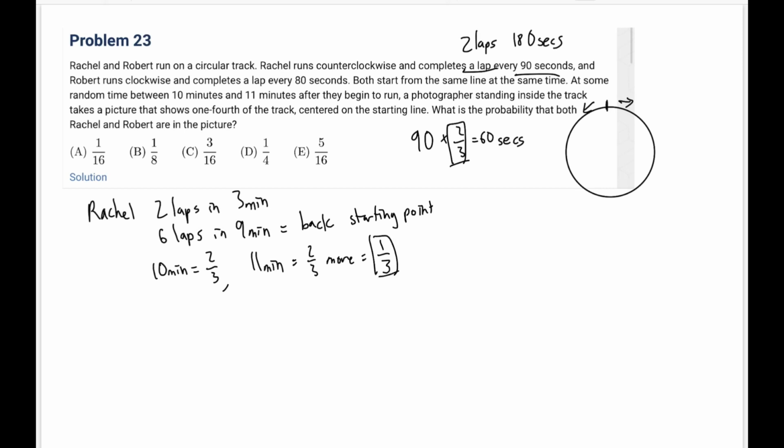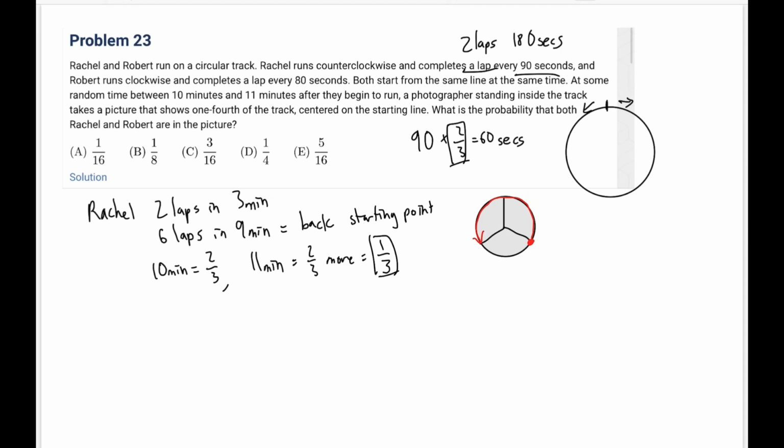And so if you draw Rachel's progress in the time between 10 minutes and 11 minutes, it will be like this. So if there is a center, and this is 120 degrees and this is 120 degrees, she would have run from the 2/3 line to the 1/3 line, so like this all the way to here. This is what Rachel would have run.